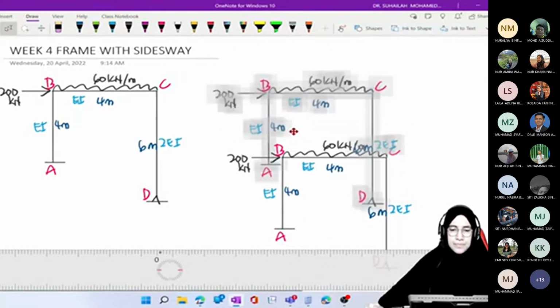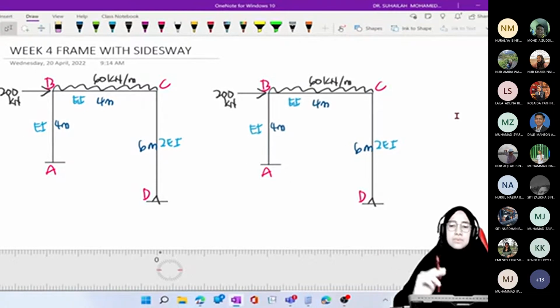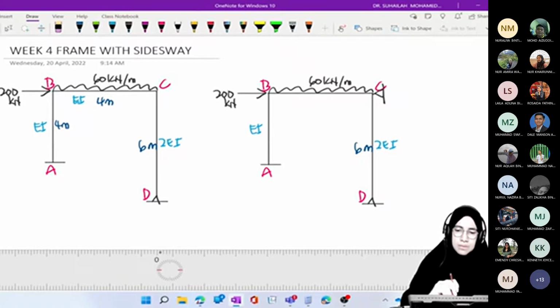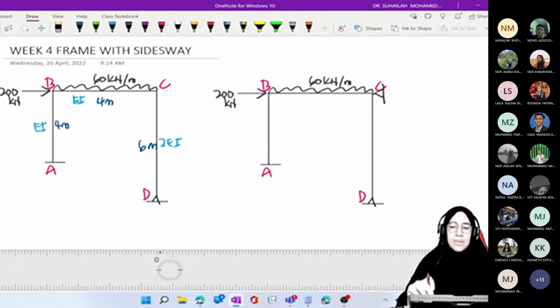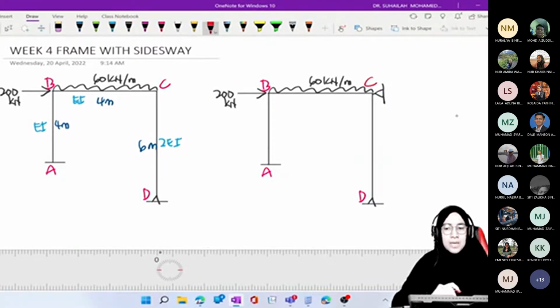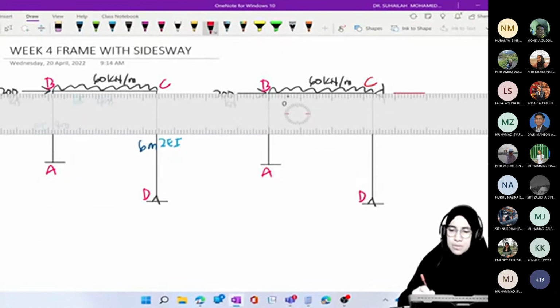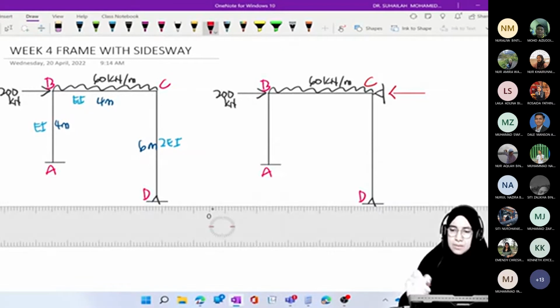We have this. Okay, we have to put support here, like this. So there will be an imaginary support at C, and with that we have restraining force. This is the restraining force, R.